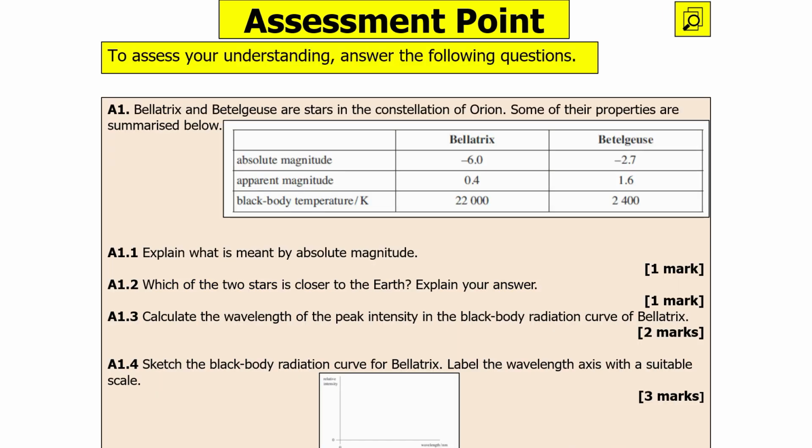The next question says, Bellatrix and Betelgeuse are stars in the constellation of Orion. Some of their properties are summarized below. Firstly, explain what is meant by absolute magnitude. Work out which of the stars is closer to the Earth. Explain your answer. Calculate the wavelength of the peak intensity in the blackbody radiation curve of Bellatrix, and then sketch the blackbody radiation curve for Bellatrix with a labelled wavelength axis with a suitable scale. So pause the video now, then unpause the video when you want to go through your answer.